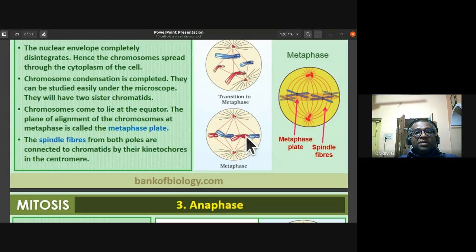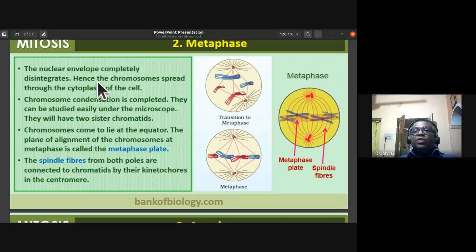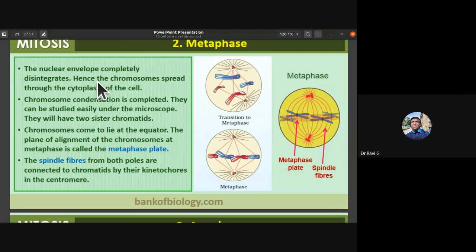But after this anaphase stage, you'll have four chromosomes at both the poles, but they'll have a single sister chromatid because the centromere breaks at the center. So what are the things that you notice in the metaphase stage? The nuclear envelope completely disintegrates, and the chromosomes spread through the cytoplasm of the cell. The chromatin material condensation is complete within the chromosomes, so the best stage to study the chromosomes is the metaphase stage.